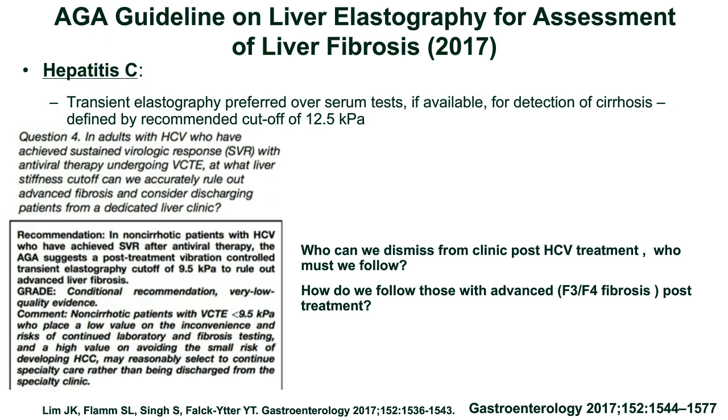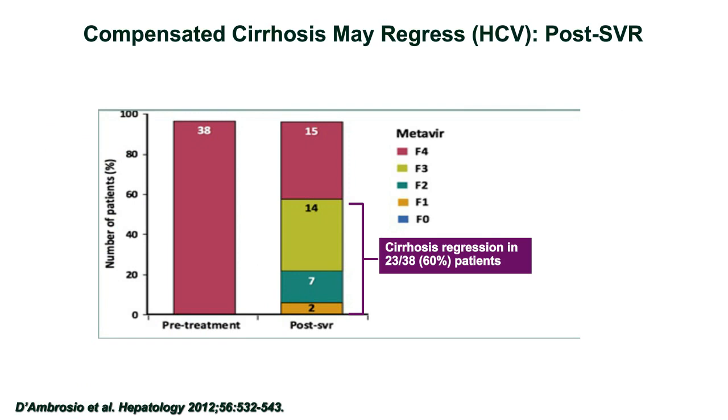So I want to stress most people with hepatitis C and cirrhosis do seem to improve once they've achieved sustained virologic response. This was a paper published fairly recently in 2012 in a group of individuals who had liver biopsies post-transplant, and they showed that compensated cirrhosis may regress. You can see here that of 38 individuals who had pretreatment cirrhosis, on subsequent liver biopsies there was cirrhosis regression in 23 of the 38, some to F3, some to F2, and 2 actually went to F1 fibrosis. And again, transient elastography seems to correlate very nicely with this.